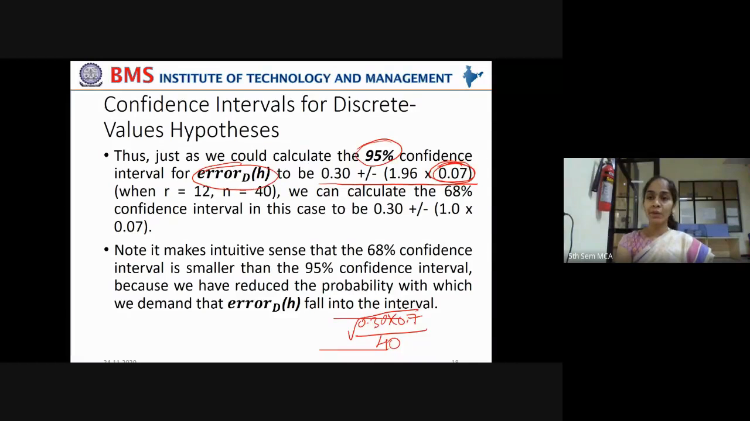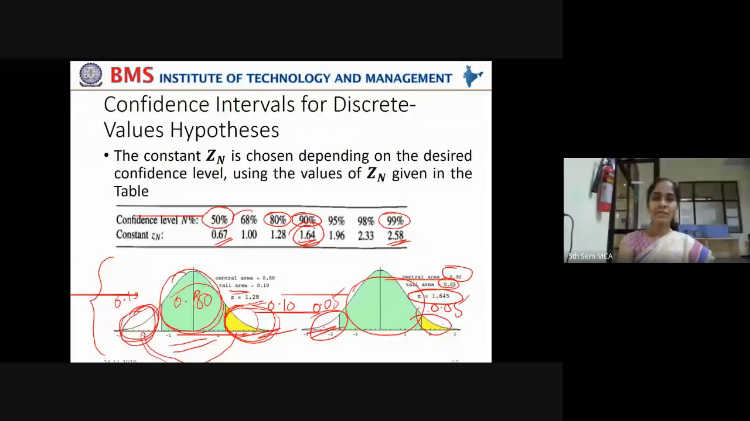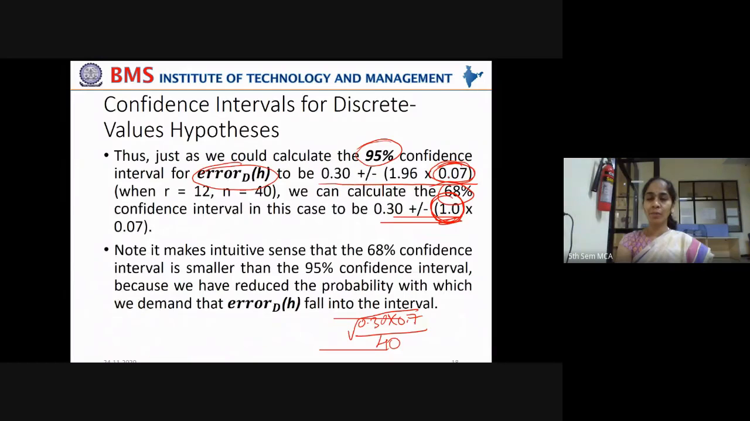But when you take 68% confidence interval, then you have to change the critical value. This is the critical value, 1.0. See, when you take 68% confidence interval, what is the critical value given in the table? 1. So instead of 1.96 for confidence interval 95, you are taking 1.0 for confidence interval 68.